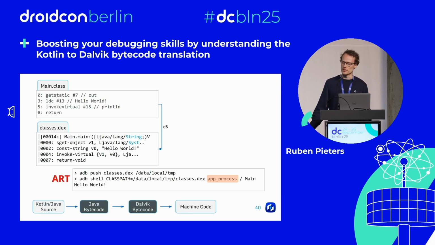It's a binary that is on your phone, so you can push a DEX file onto your phone, use this binary to run DEX files on your phone, and then just in the same way that the JVM will call the main method, this app process binary will run the main method of your DEX file.